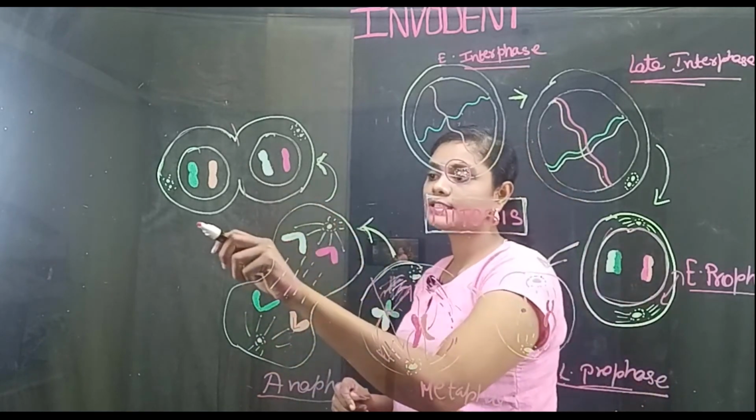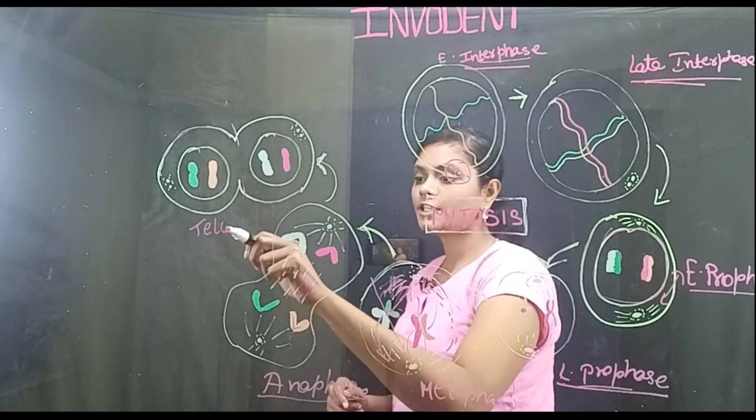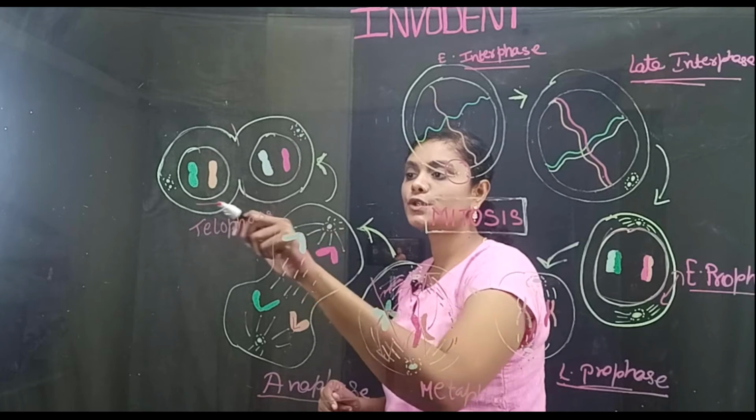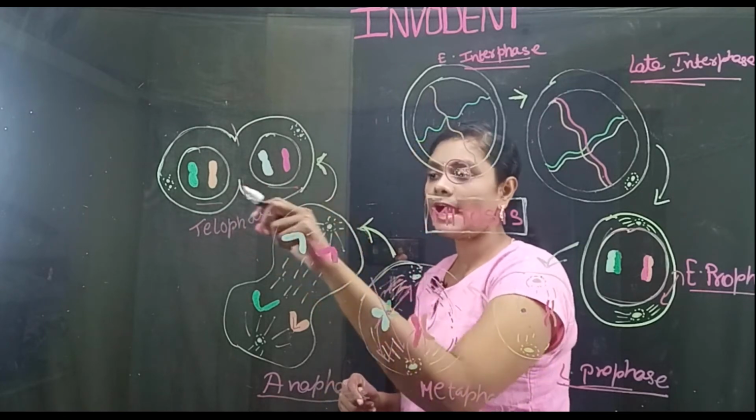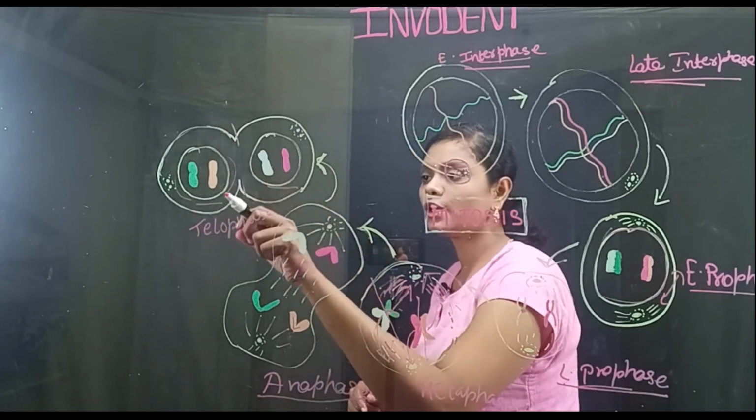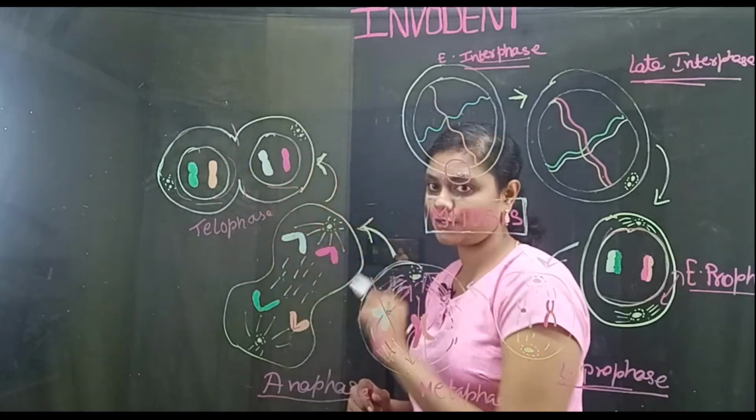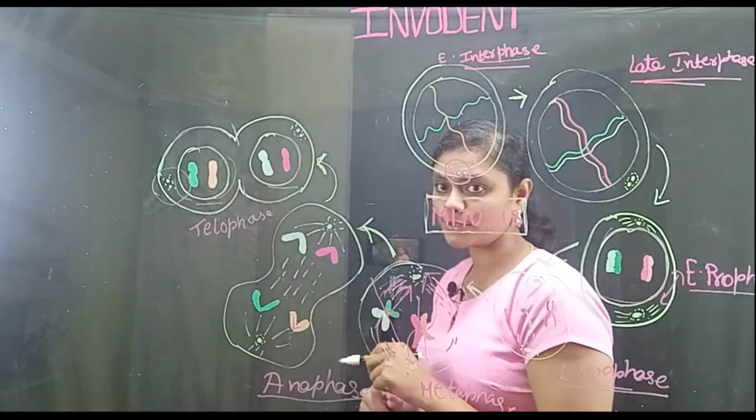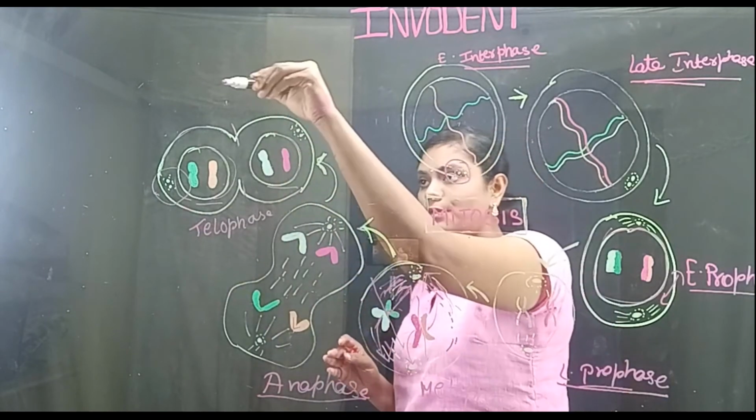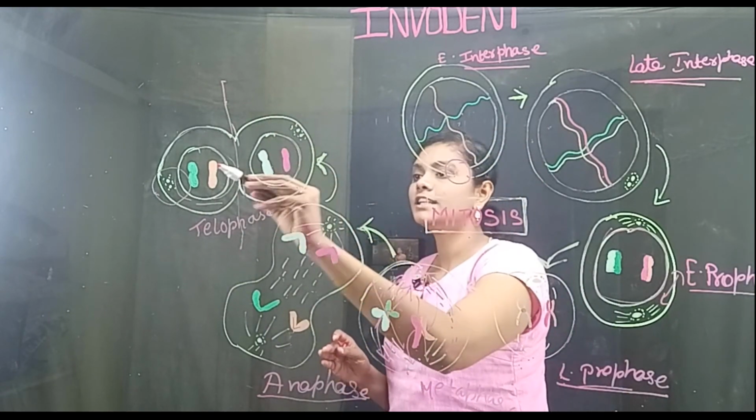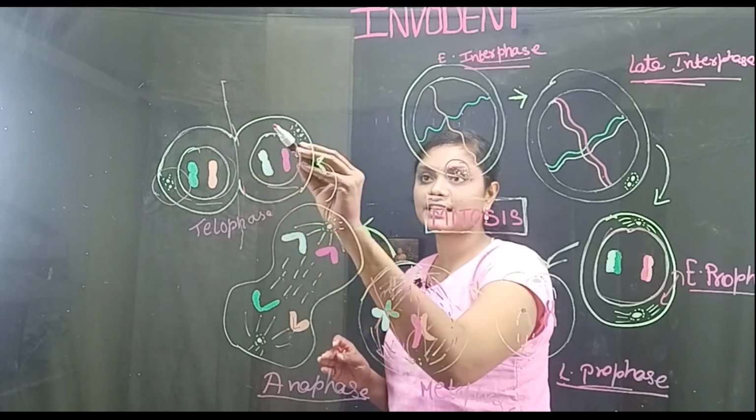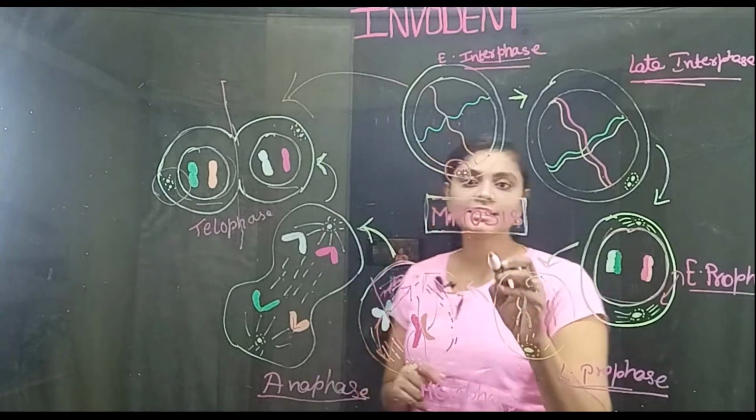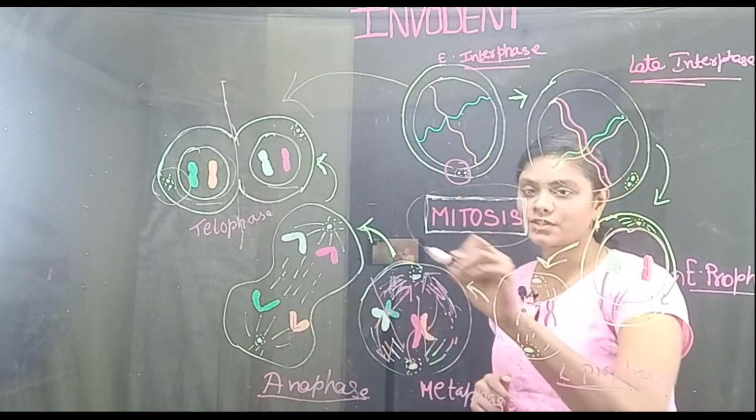Then what happens in the telophase? In the telophase, there is the separation of two daughter nuclei, which you can see here, and there is the reappearance of the nuclear membrane around the individual daughter nuclei, and you can also appreciate the two centrioles are also getting divided, and when the cytoplasm gets divided, there are two individual daughter cells that have come up from the single mother cell. This process is known as mitosis.